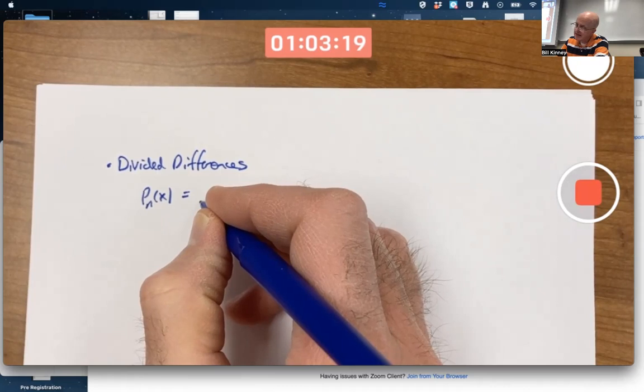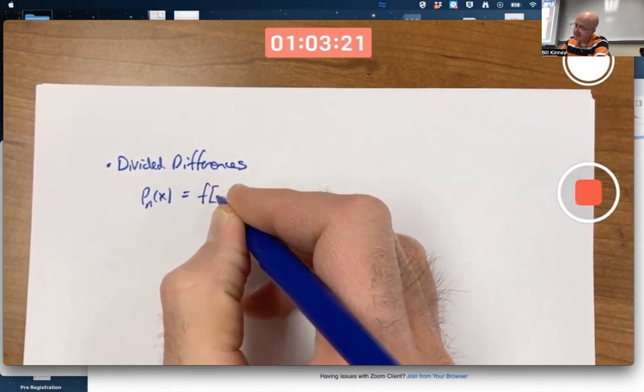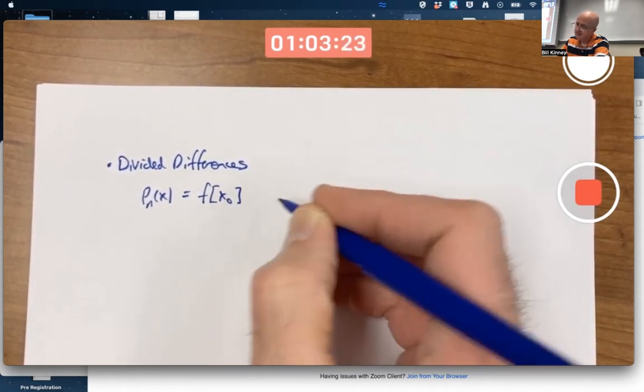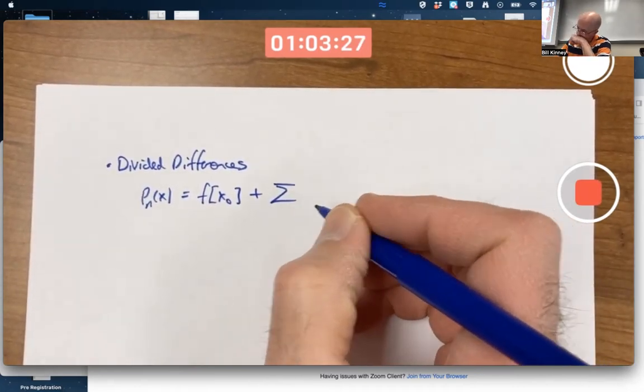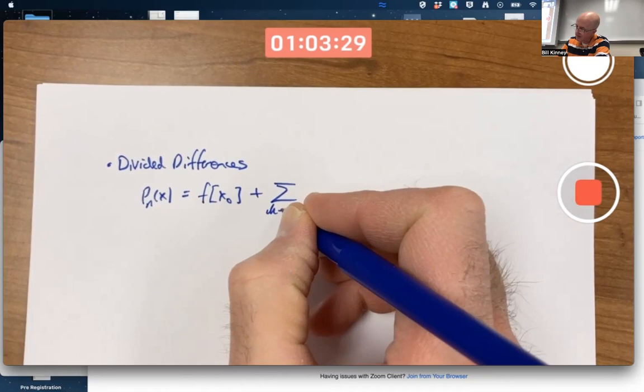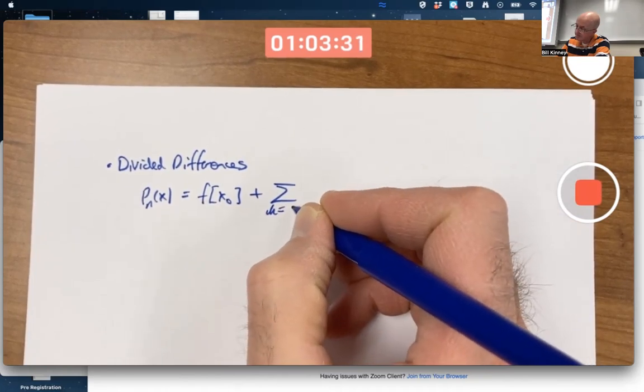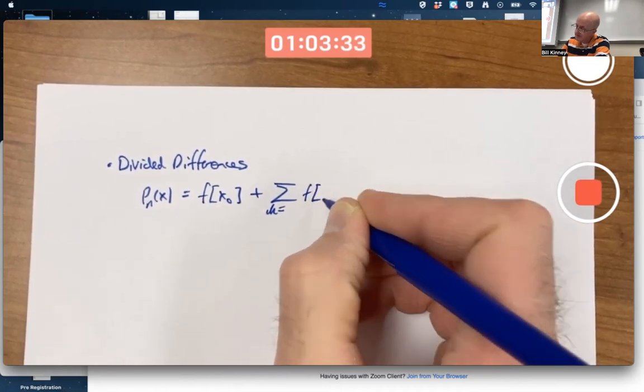But you end up writing Pn of x as f of x0 with square brackets plus a summation. k goes from, let's see, what is this going to be?